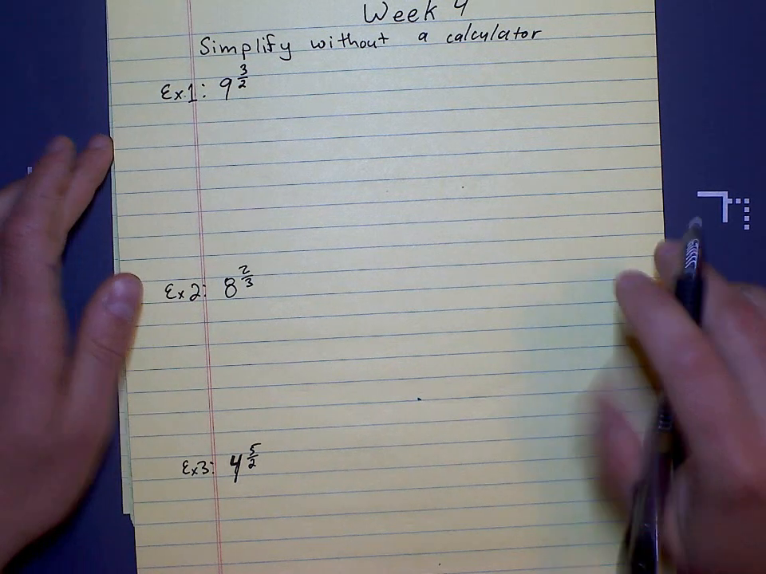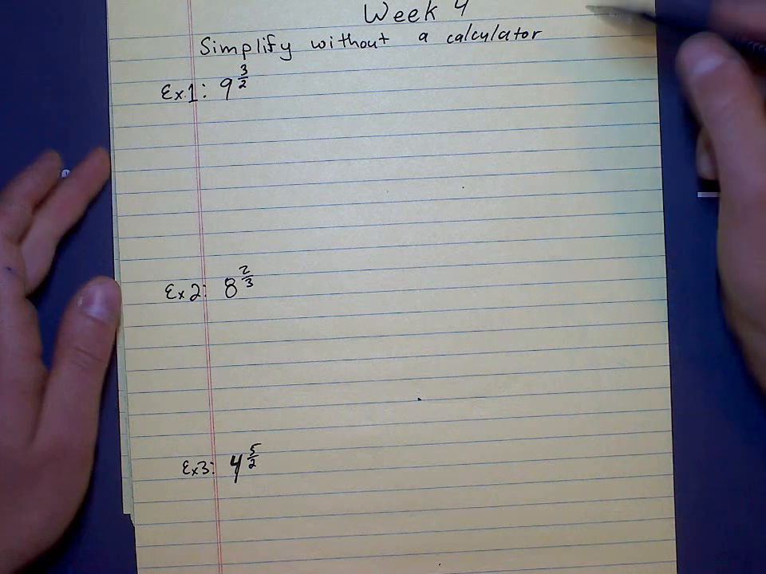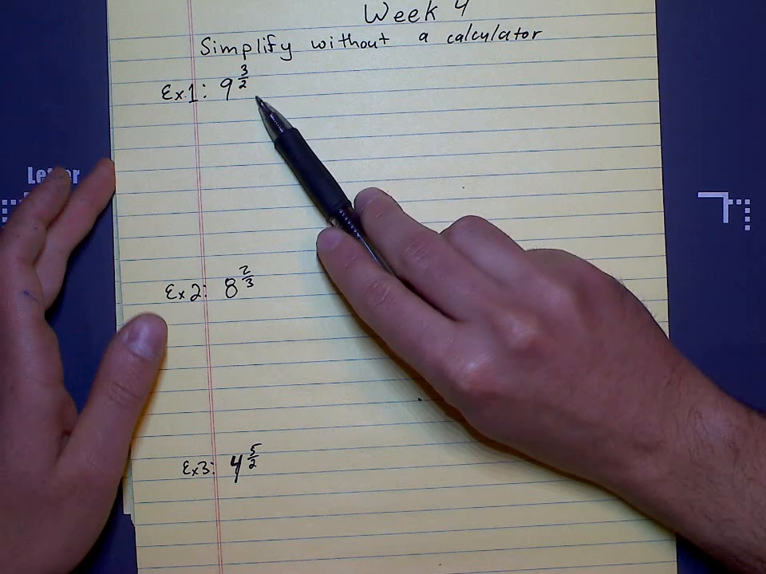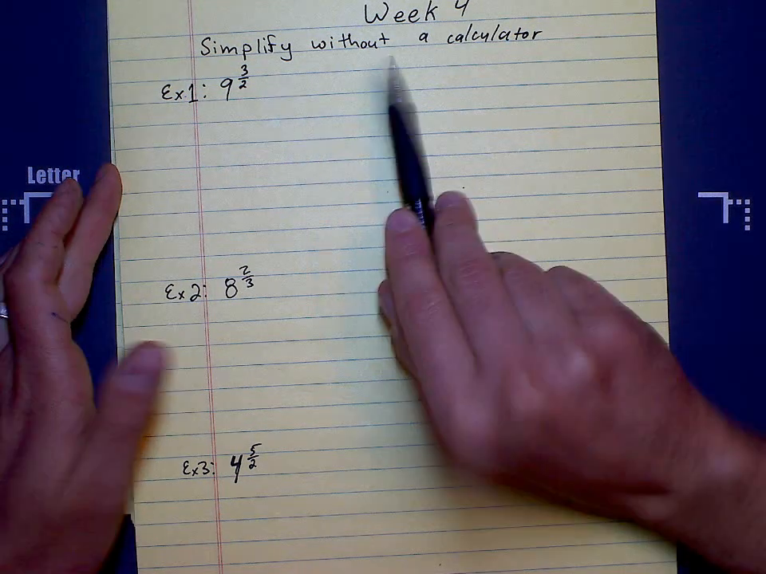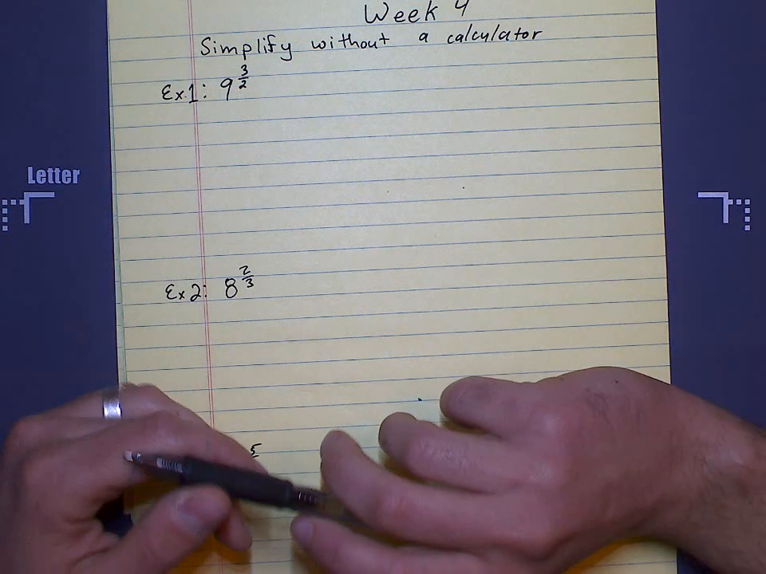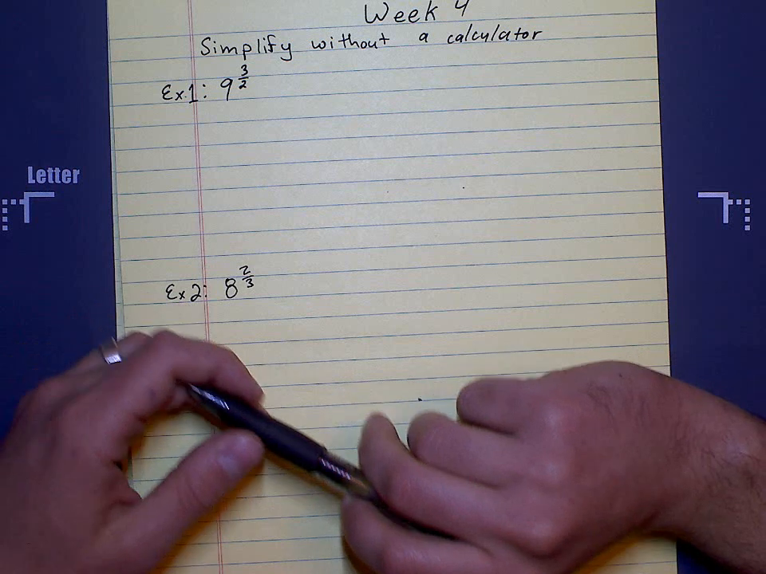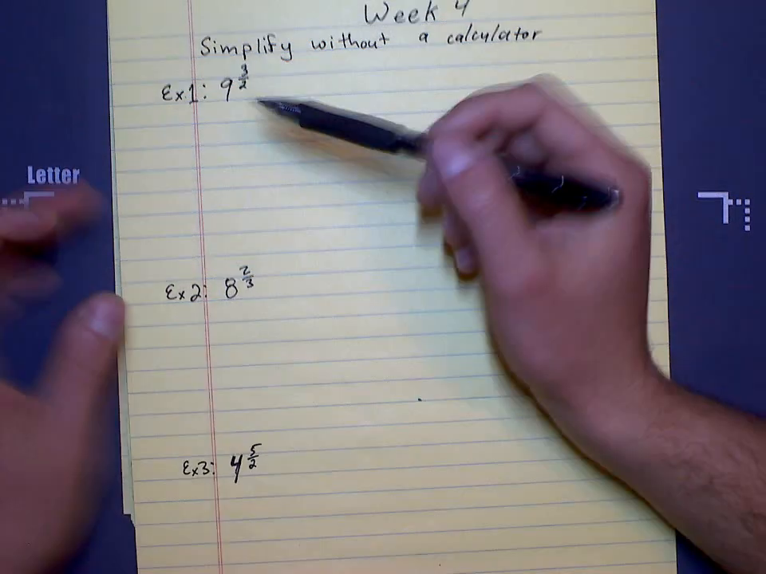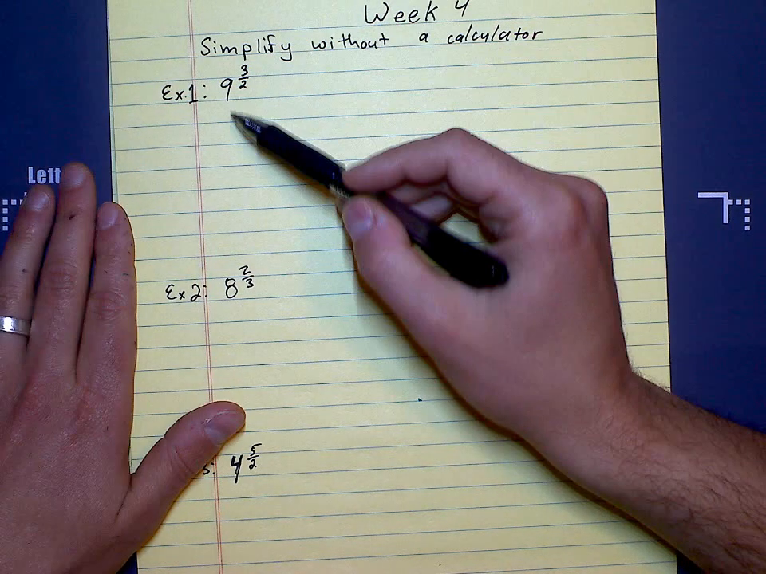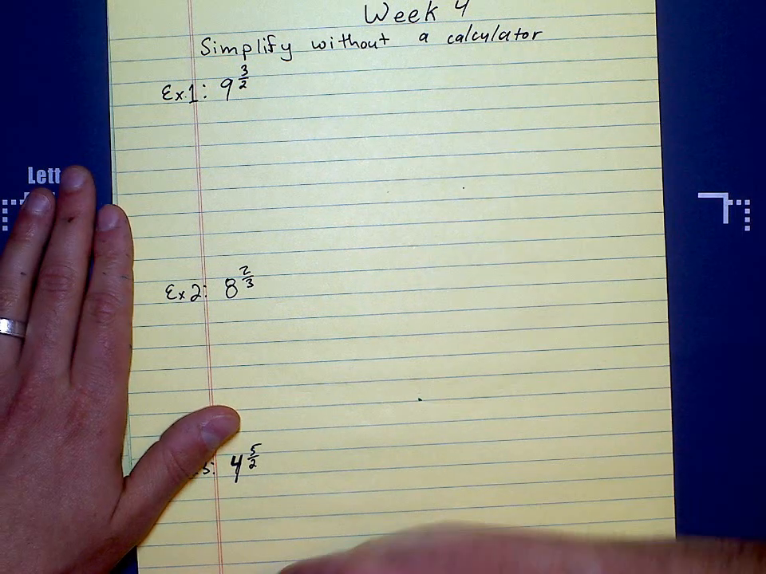Hey guys, in this set of examples we're going to look at simplifying fractional exponents without using a calculator. And the idea is to develop a conceptual understanding of radicals and exponents. So we're asked to figure out what the answer to 9 to the power of 3 over 2 is.